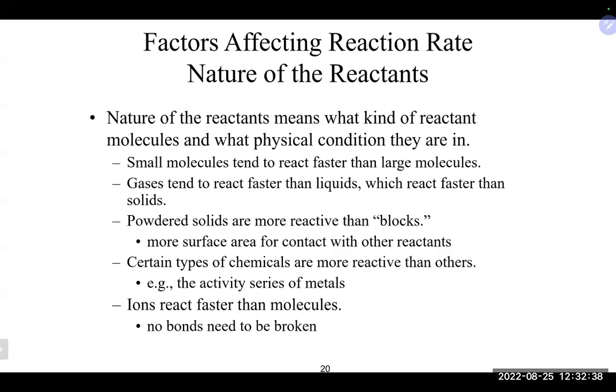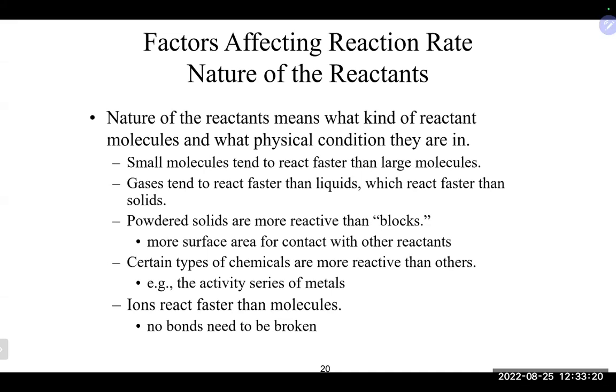All right, so let's talk a little bit about factors that do affect the reaction rates. Some of these will go into more detail as we continue through this chapter. The nature of the reactants, meaning what physical state they're in, can play a big effect on whether a reaction proceeds fast or slowly. Typically, smaller molecules react faster than larger molecules. Gases react faster than liquids. And if you think about it, what are gases doing? They're flying around with lots of energy, right?